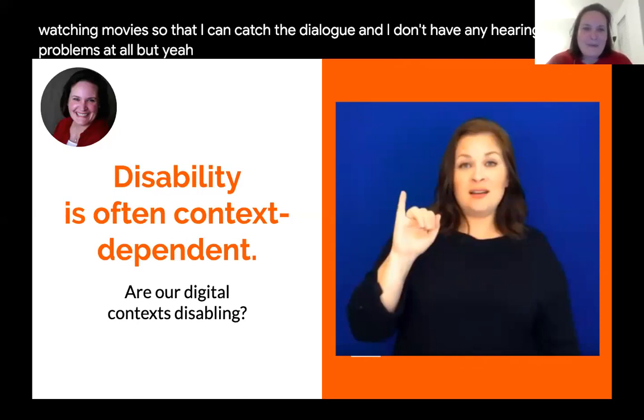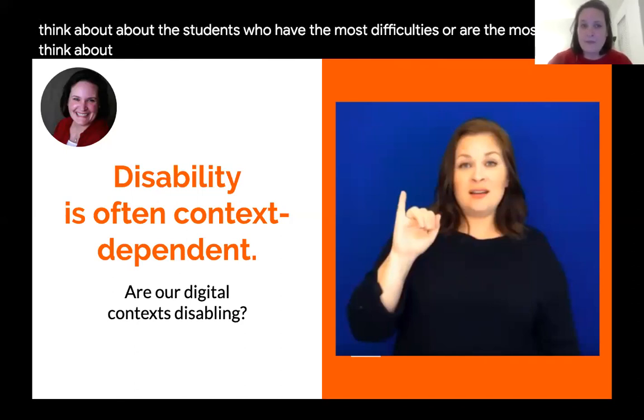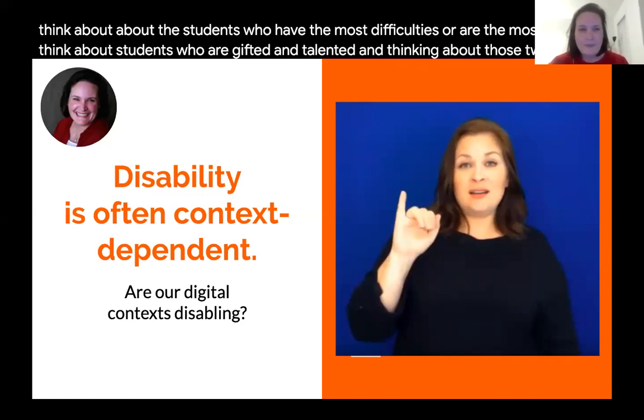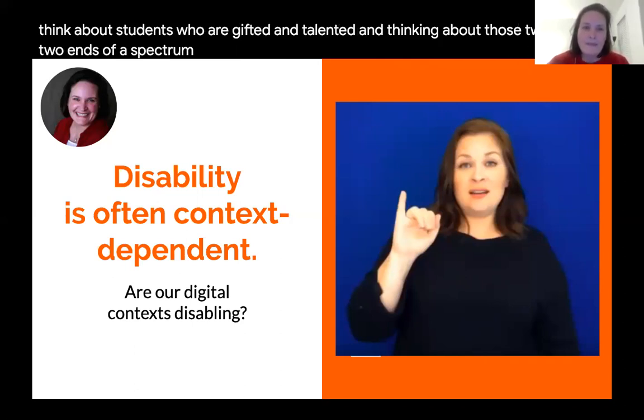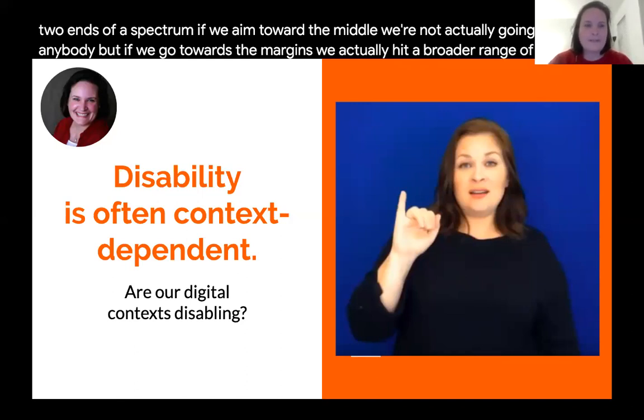But yeah, the idea of Universal Design for Learning really is to think about the students who have the most difficulties, or even think about students who are gifted and talented, and thinking about those two ends of a spectrum. If we aim towards the middle, we're not actually going to hit anybody. But if we go towards the margins, we actually hit a broader range of our learners.